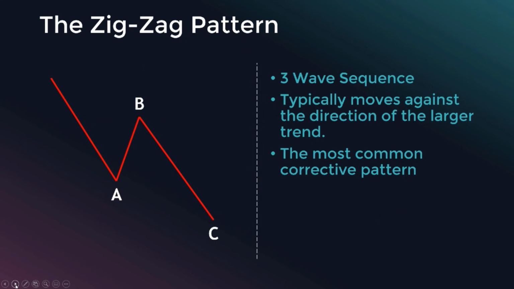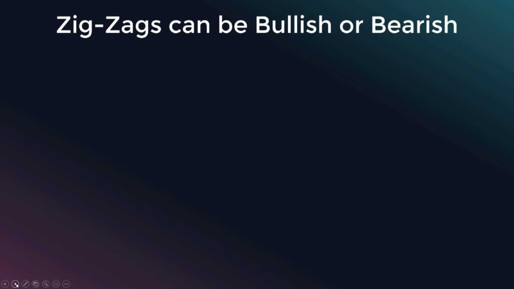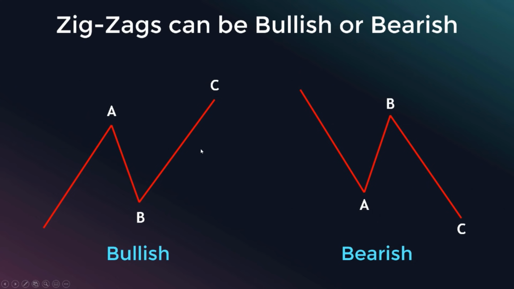I just wanted to set that distinction in the previous comment, labeled as ABC. So there's your ABC labeling, and it subdivides into 5, 3, 5. As with the majority of Elliott wave directional patterns, zigzags can be bullish or bearish as well. So there's an example to the upside, the labeling of A, B, C, as we just talked about. Remember how the subdivisions work. And to the bearish side, I wanted to talk about this for a second.